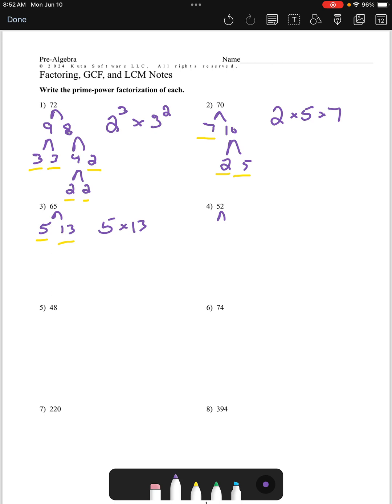In number 4, we have the number 52. Now, I don't know a lot of facts that make 52 off the top of my head, but I do know that 52 is even, so I can divide it by 2. And half of 52 is 26. The 2 is locked, but 26 is even, and half of 26 is 13. 2 is a lock, 13 is a lock. So what do we have here? Two 2's, so that's 2 to the second power, times the single 13.